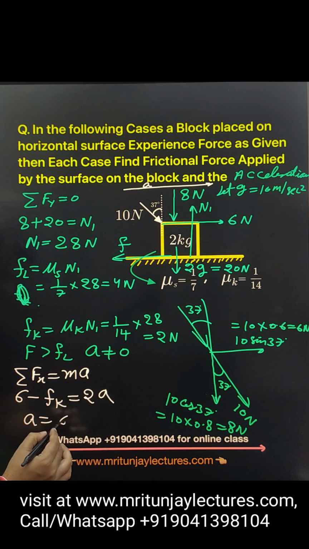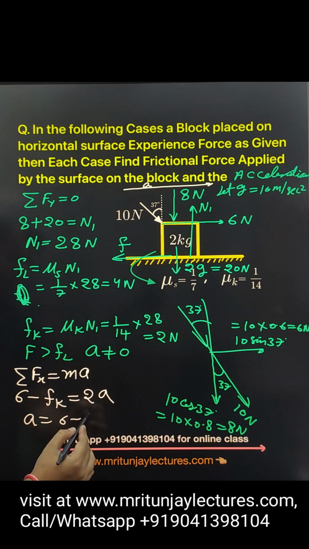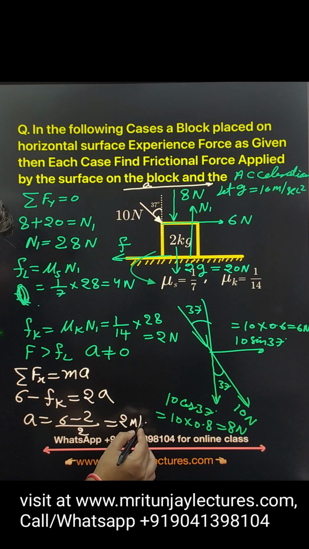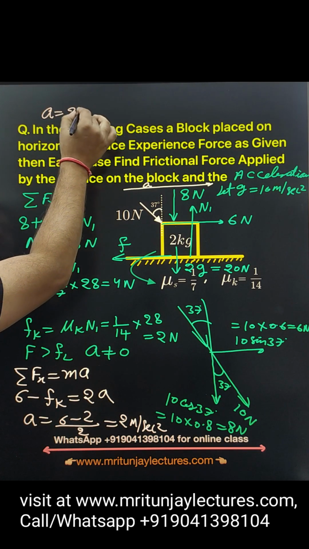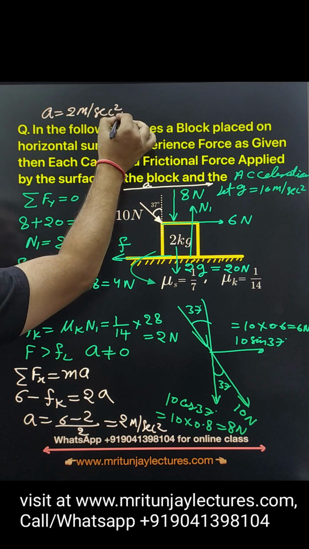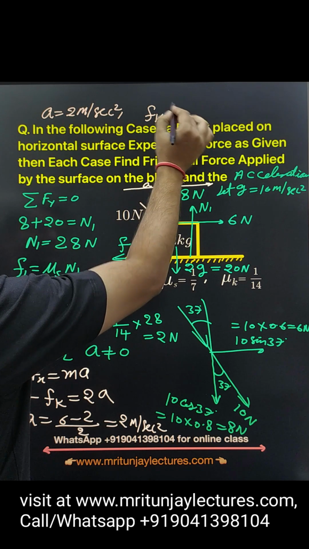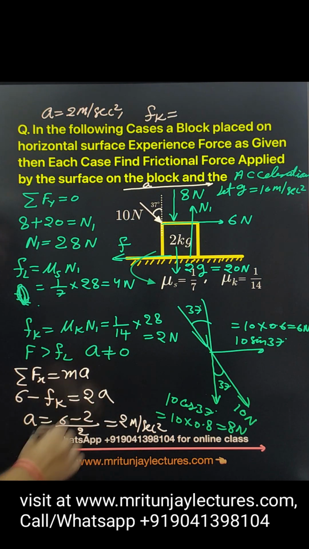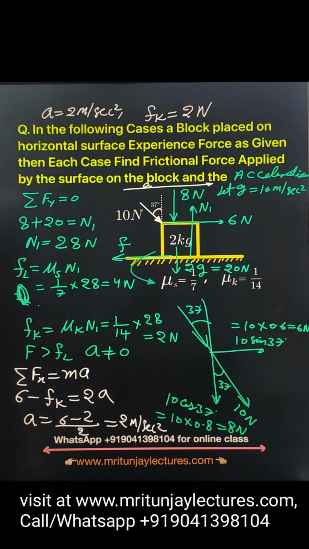So a equals 6 minus Fk, and Fk is 2, so 6 minus 2 is 4, divided by 2, which is 2 meter per second square. So the acceleration of the block is 2 meter per second square. And the frictional force is the kinetic frictional force, which is 2 Newton. I hope it is clear.